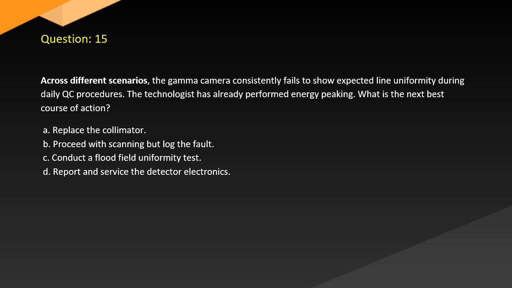Question 15. Across different scenarios, the gamma camera consistently fails to show expected line uniformity during daily QC procedures. The technologist has already performed energy peaking. What is the next best course of action? A. Replace the collimator. B. Proceed with scanning but log the fault. C. Conduct a flood field uniformity test. D. Report and service the detector electronics.